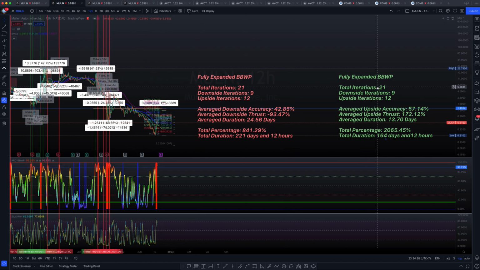Now, out of the 21 total iterations, similar to the bearish side of things, 12 iterations are to the upside. So that gives us an average upside accuracy of 57.14% chances that we can go to the upside. Naturally, it's higher than the bearish side. We have an averaged upside thrust of about 172.12% to the upside, over the span of about 13.7 days, 13 3/4 days. This is proof of work for you guys to look back.